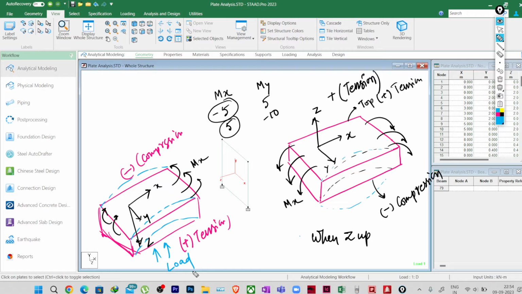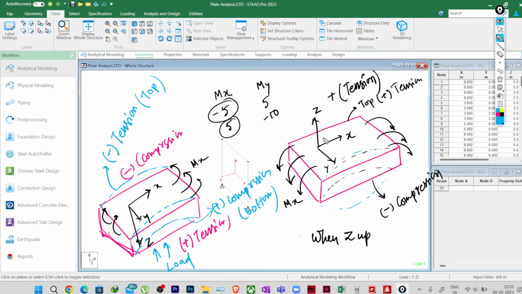So in this case what will happen? My top face is under tension, so negative will be tension and it is my top face, and positive will be compression, which is our bottom face. So I hope you understood. In whichever direction the z is, in that direction the sign convention will always be positive.